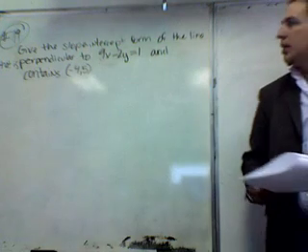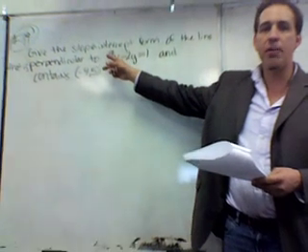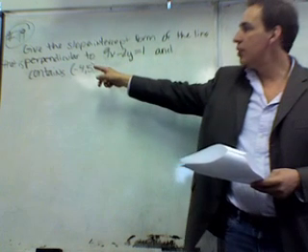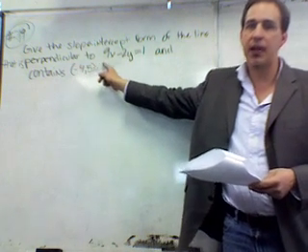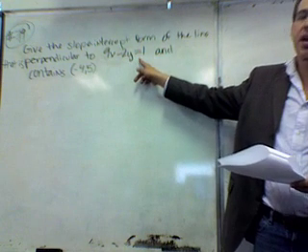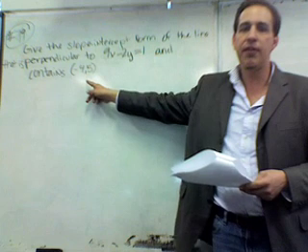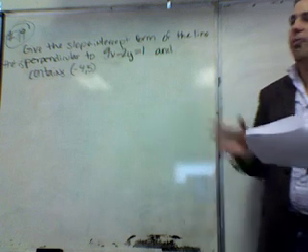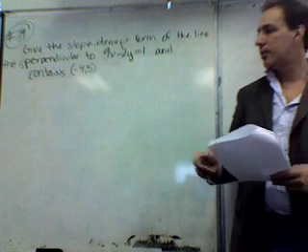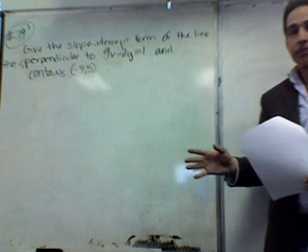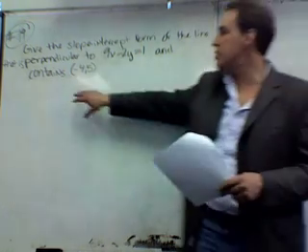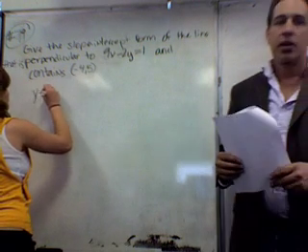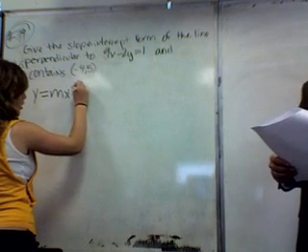So the question says to give the slope-intercept form of the line that is perpendicular to 9x minus 2y equals 1 and contains negative 4, 5. Give the slope-intercept form of the line. First of all, what is the slope-intercept form of the line? Y equals mx plus b. So let's put that down. That's number 1. The slope-intercept form of the line is y equals mx plus b.